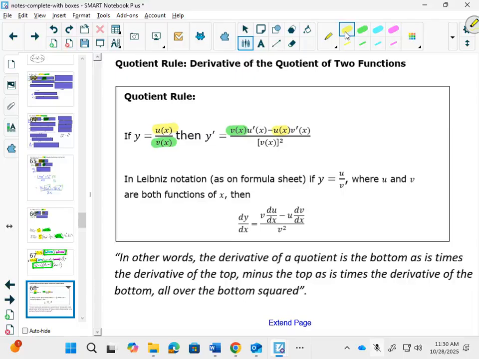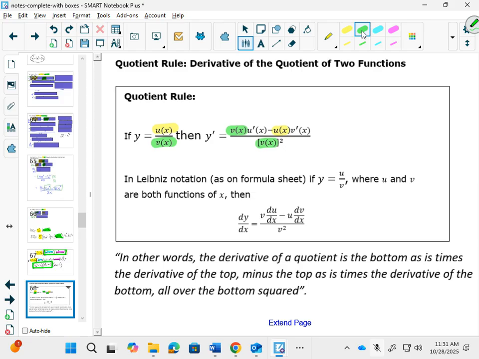Can you see the top part of that is very close to your product rule? Product rule is adding, quotient rule has subtracting. Product rule doesn't matter what order you do, you keep the first one the same, derivative the second. Quotient rule, the order matters. You have to keep the bottom the same first. And then on the bottom, you just keep the bottom the same and square it. This is your quotient rule.